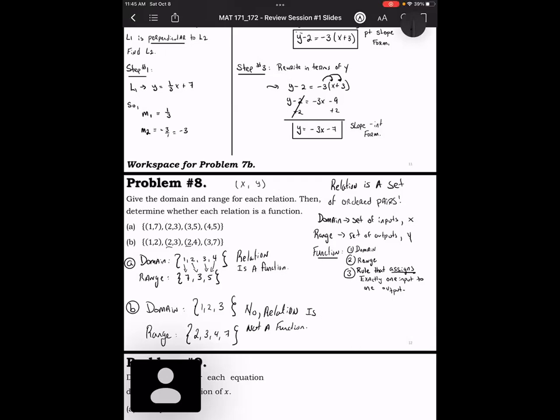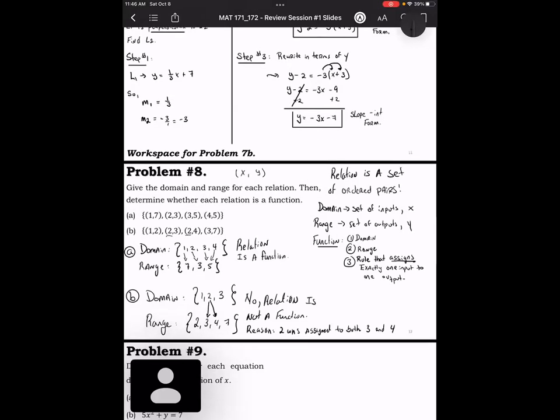That's right. If you look at your input value of 2, it was assigned to 2 values in your range, namely 3 and 4, which is no good. So the answer here is no, the relation is not a function. If you want to argue your reasoning, you can say that 2 was assigned to both 3 and 4. Remember, 2 was your input value, and it was assigned to multiple values in the range. That's no good. All right.